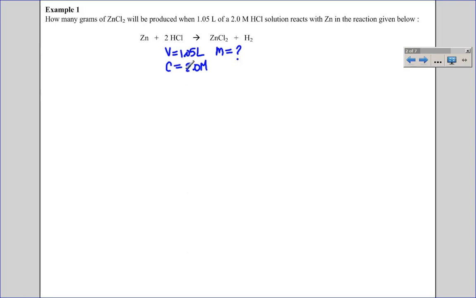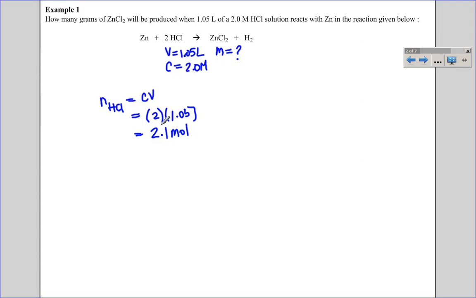So the first step is to find the moles of our hydrochloric acid. To find the moles of our hydrochloric acid, because we're given the concentration and the volume, we're going to do C times V. Our volume is given in liters, so we don't need to make a conversion here. So we've got 2 times 1.05, which gives us a quantity of moles of 2.01. So we've got 2.01 moles of hydrochloric acid that have reacted.